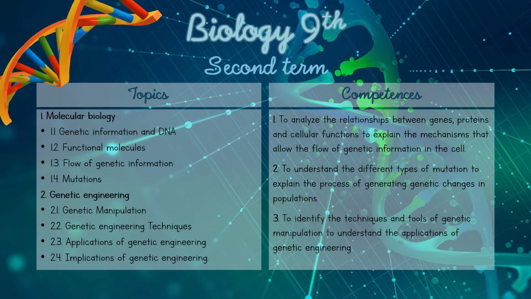The related competences that we're going to work on are: first, to analyze the relationship between genes, proteins, and cellular function to explain the mechanisms that allow the flow of genetic information in the cell. The second one is to understand the different types of mutation to explain the process of generating genetic changes in populations. And finally, to identify the techniques and tools of genetic manipulation to understand the applications of genetic engineering.